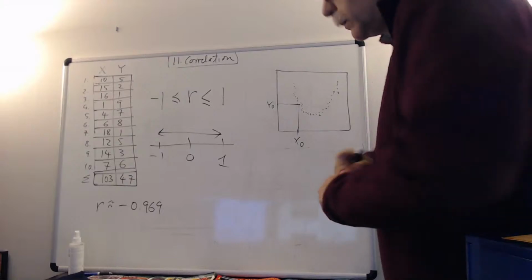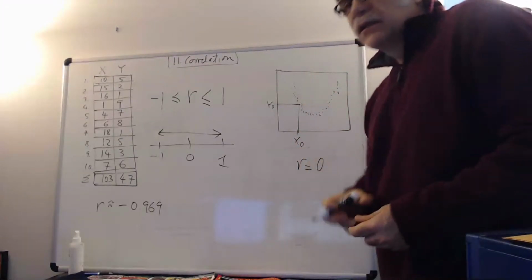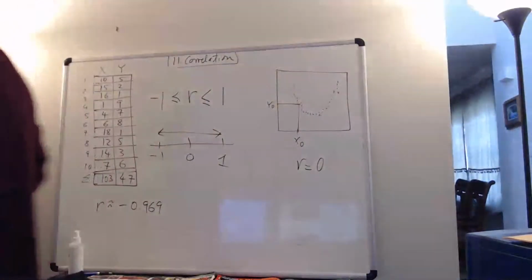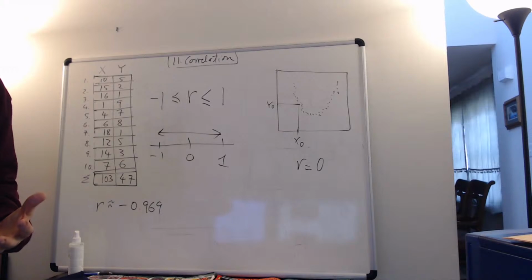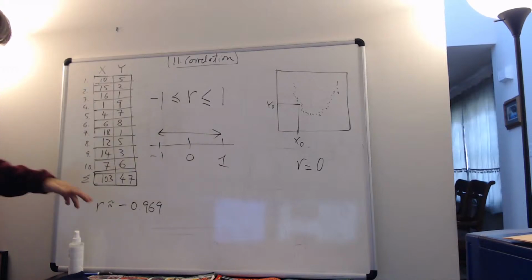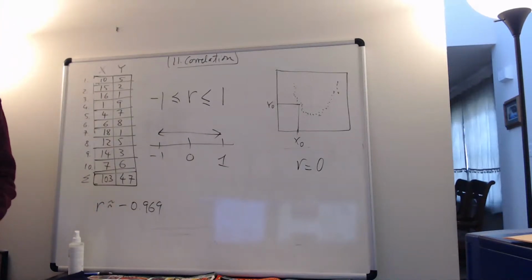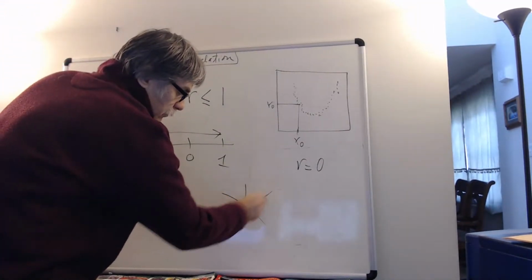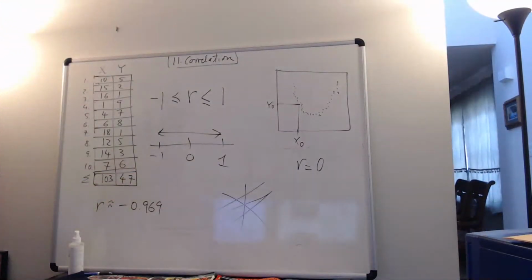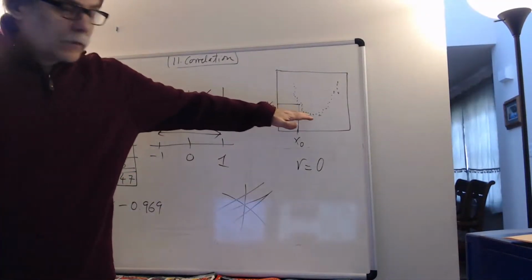So guess what's going to happen? The R is going to be 0. Which means that the Pearson correlation coefficient will not discover the trend that is not linear. It will only discover the trends that are linear. So the R will tell you about a linear trend. Linear trend is lines, right? That's a linear trend.